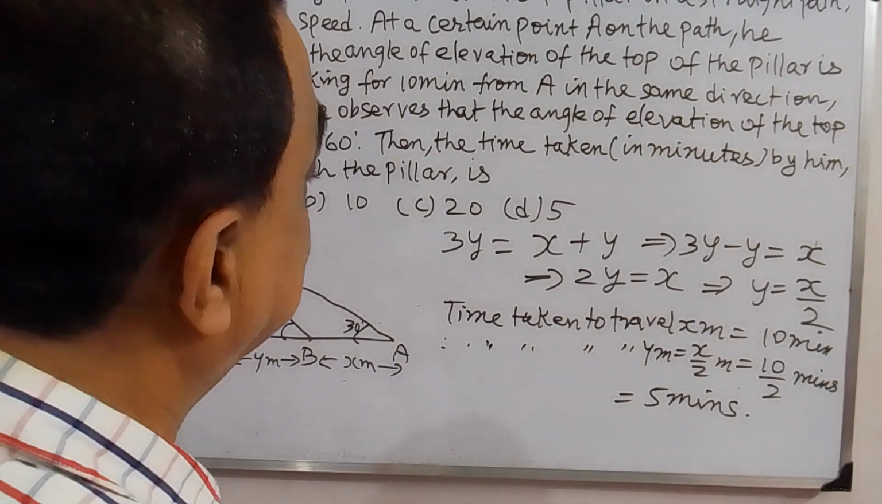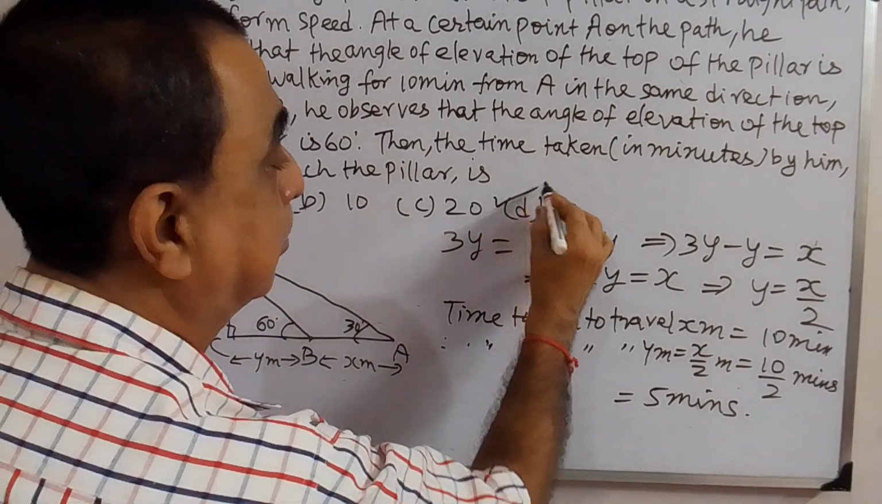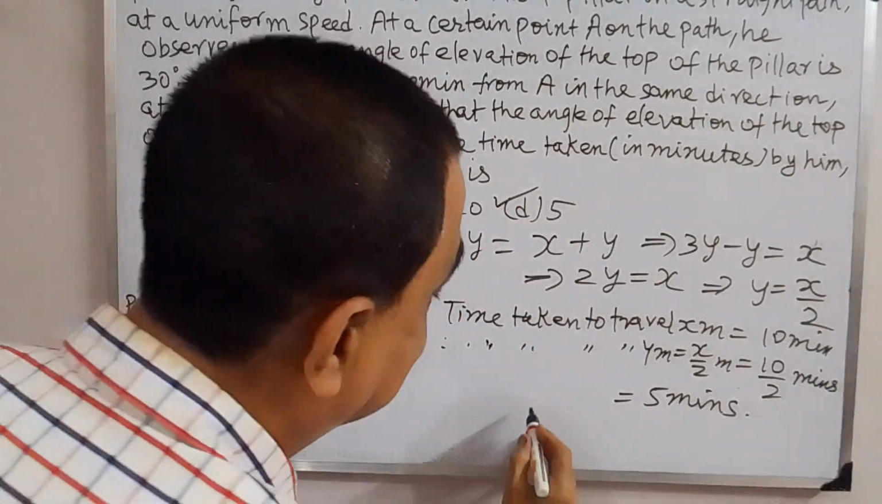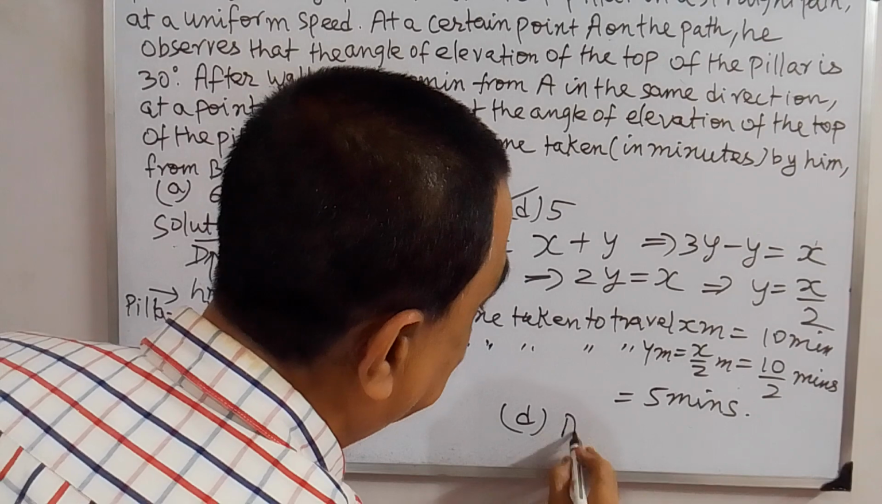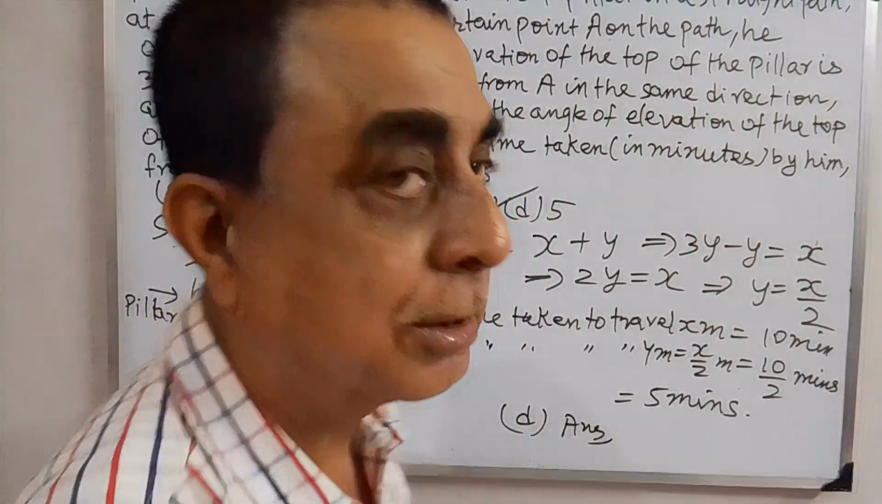So 5 minutes will be taken to travel this distance from B to C. Now check from the given options. D is saying 5. So D is the correct option.